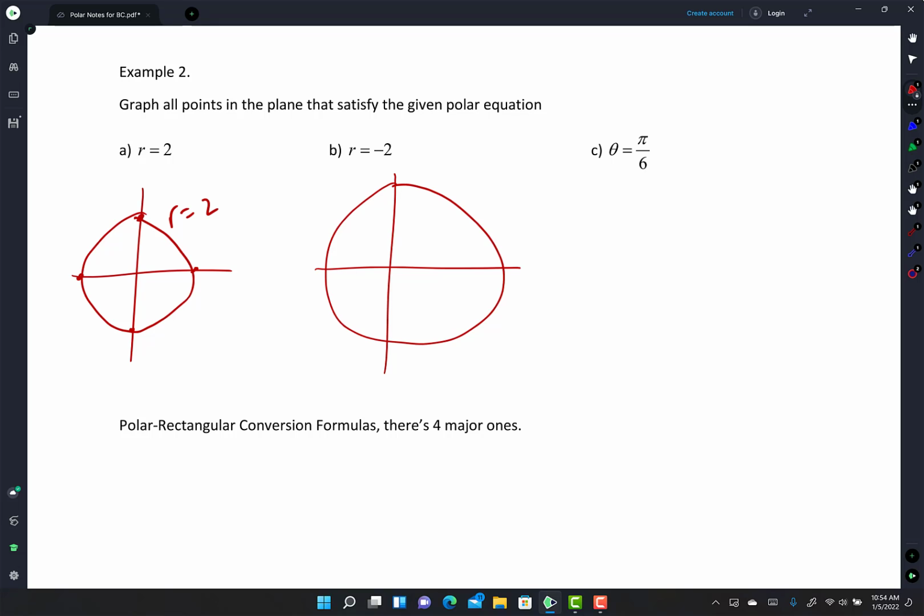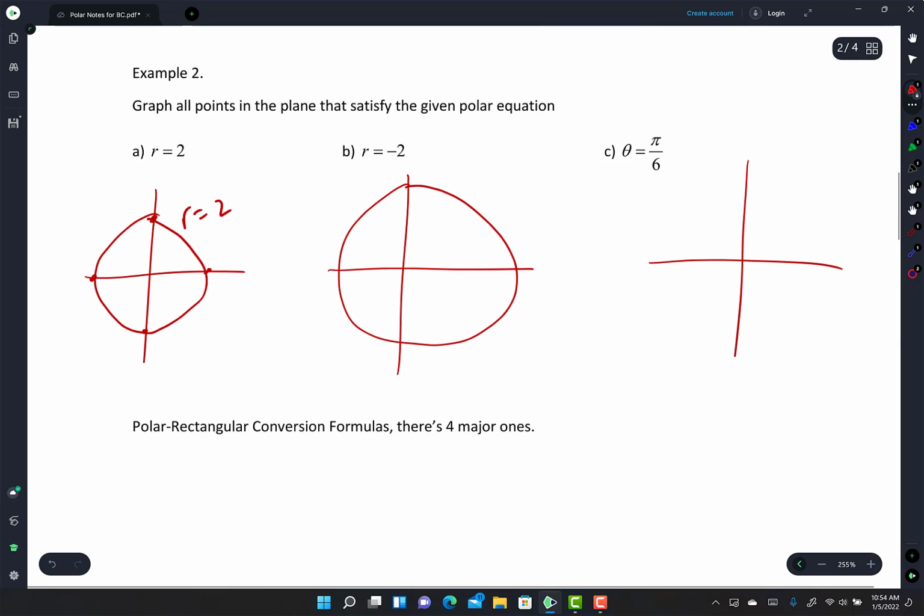You're still okay, guys? Okay, now notice on letter C, they do not give me a what? A radius. So that means that r can be any value. It's just a line. Go to pi over 6. Pi over 6 is right here. And then it's just that line going forever and this line going forever, because r can be negative, right?